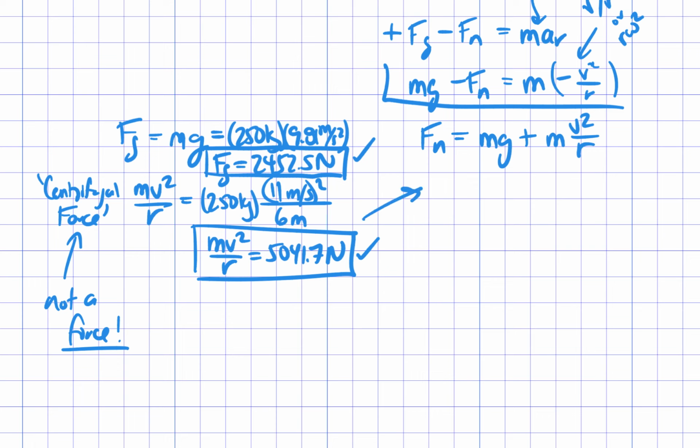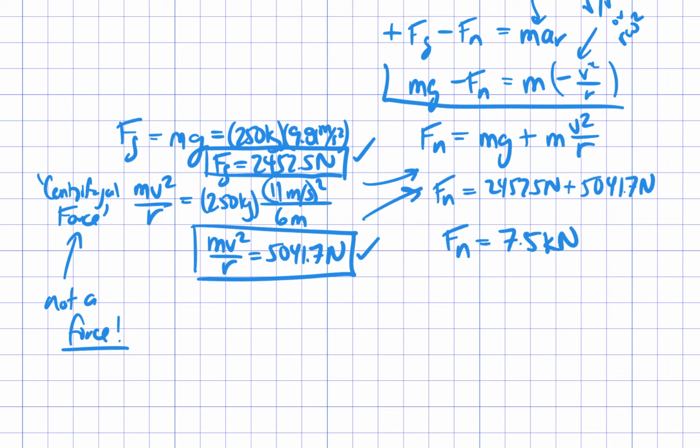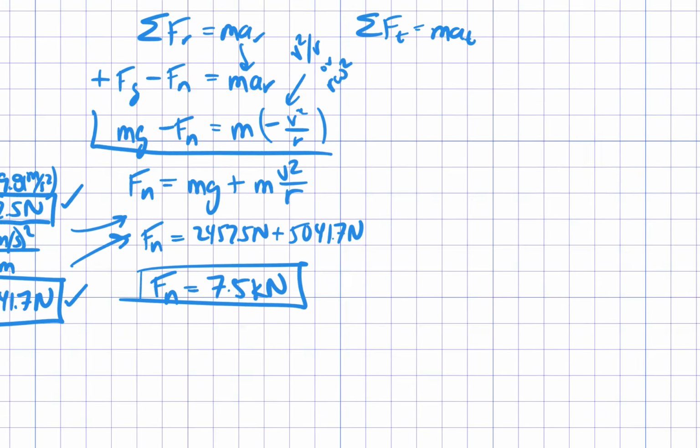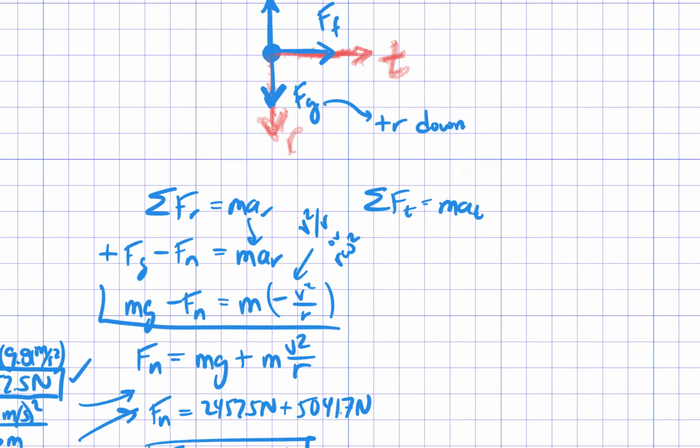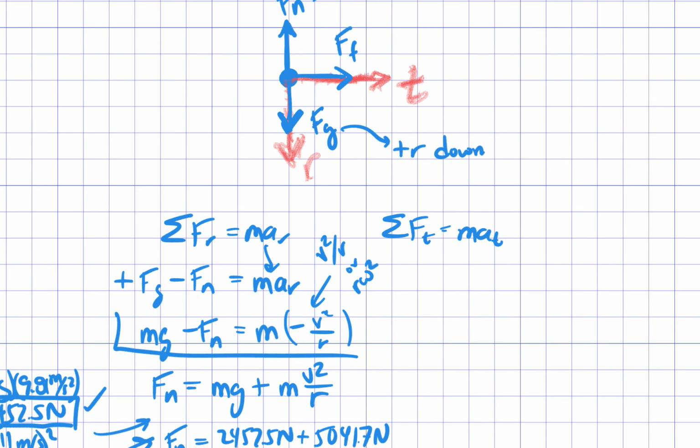Okay, so back here for the normal force, we will say the normal force equals the sum of those two. We want 2 sig figs, so when we add them together, we're going to get 7.5 kilonewtons. All right, so that takes care of the normal force. Now let's do the tangential force, and let's do the friction force, which is in the tangential direction.